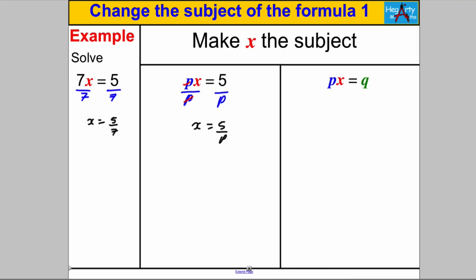What about the next one? Pause and make sure you can do that. Exactly like before, I'm going to divide both sides by p, and I'm going to get myself therefore that x as the subject of the formula is q over p. It's just like solving equations, guys. If you're good at solving equations, you're good at making x the subject.